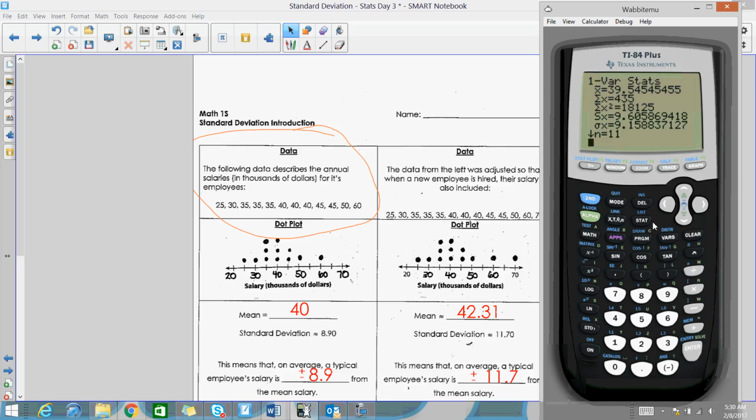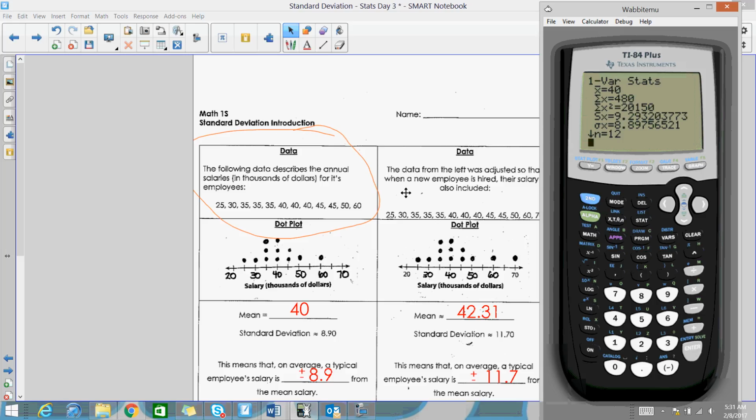Now I must have put something in wrong because that doesn't look right. Oh, see, my data's wrong. I only put in 145. So my data's off. Hopefully you put in the correct data because this is what it should be. Go over to calc, 1-Var Stats. Instead of 39, it should have been 40. So your x bar, or your mean, is 40.